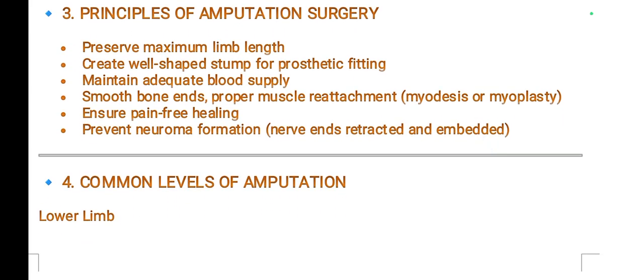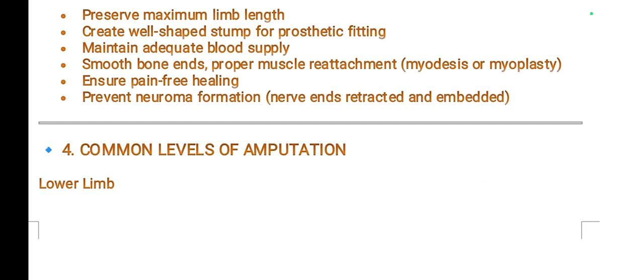So what are the principles of amputation surgery? The first is to preserve the maximum limb length. We can't remove just like that. Create a well-shaped stump for prosthetic fitting. If we provide a good stump, then the prosthetic fitting will be a new journey for them. Maintain adequate blood supply, smooth bone ends, proper muscle reattachment, myodesis or myoplasty. Ensure pain-free healing. Prevent neuroma formation, with nerve ends retracted and embedded.